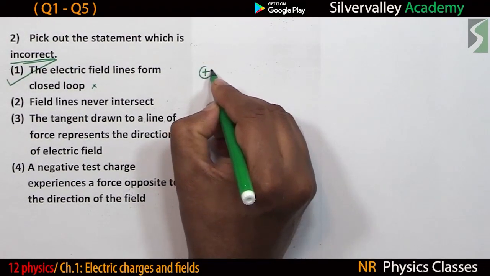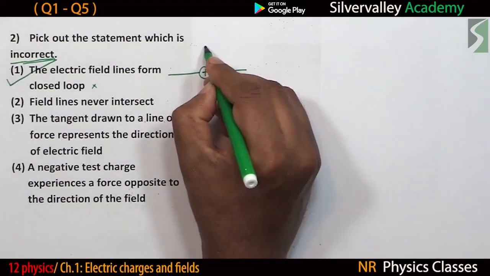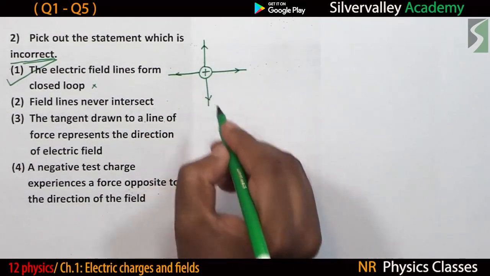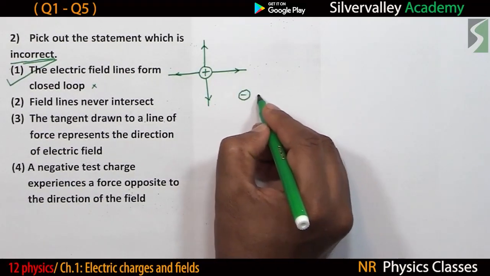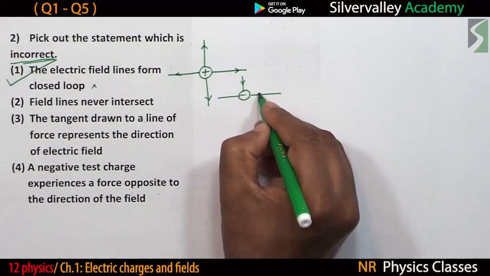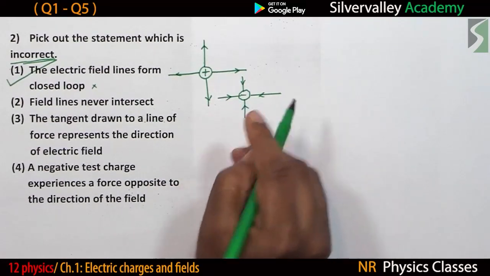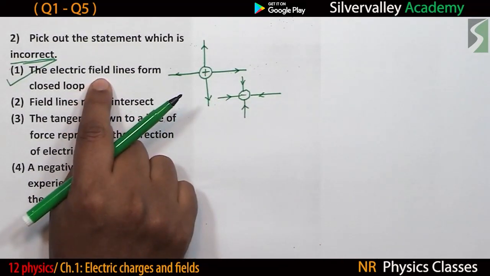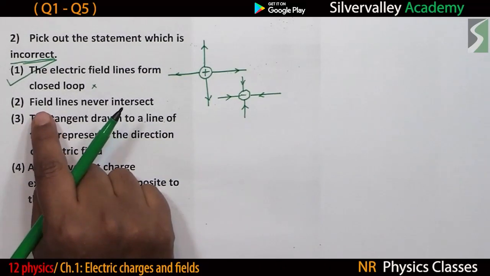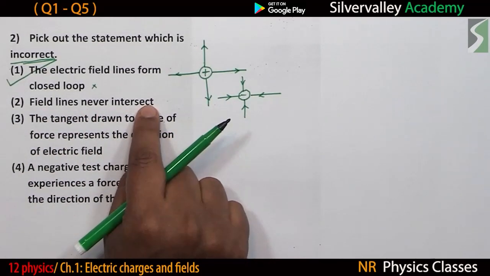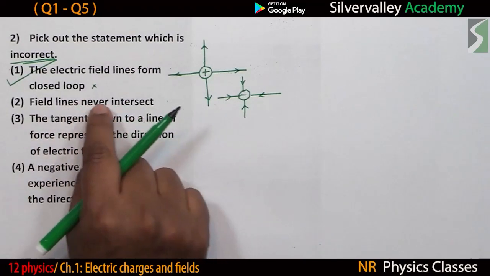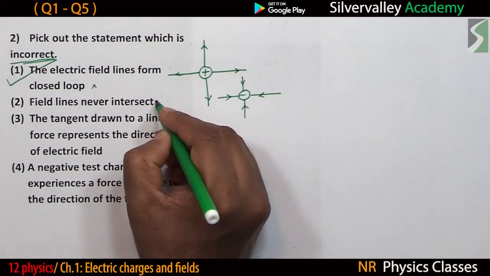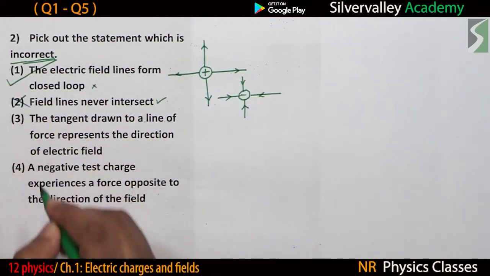Observe, for a positive charge, field lines are radially outward, isn't it? Like this. If it is an isolated negative charge, then lines of force are radially inward. They themselves don't form closed loops. That is the meaning of this first statement. Field lines never intersect. True, isn't it? This is one of the properties of electric field lines. The statement is correct. Therefore, this is not the option.